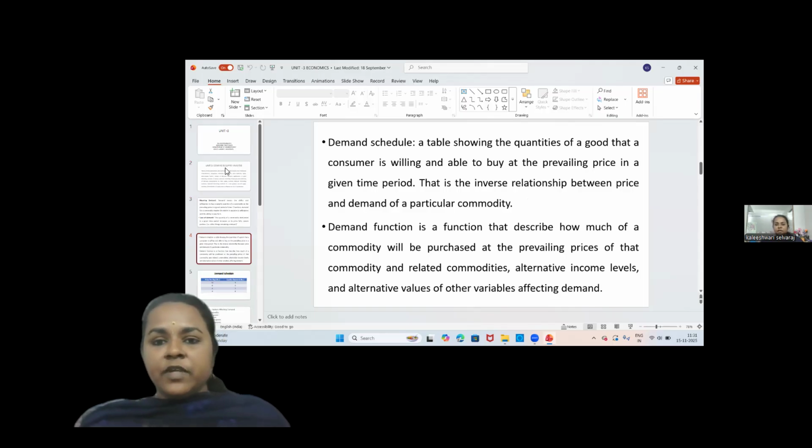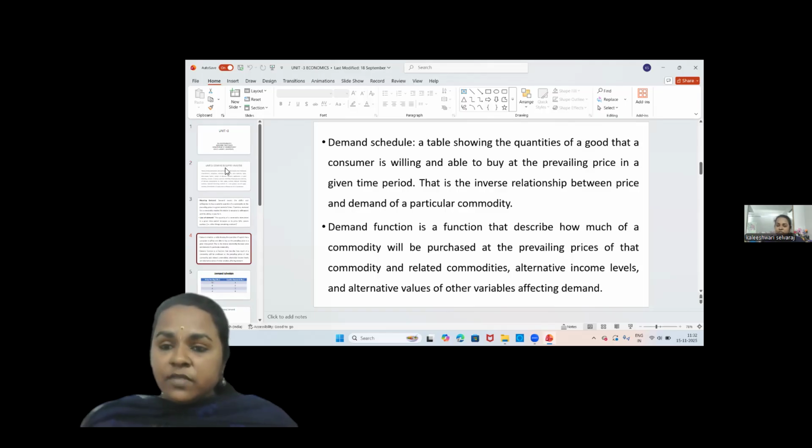The next thing we have to discuss is the demand schedule. A demand schedule is the tabular representation of the quantity demanded by the consumer. It shows the quantity of goods that a consumer is willing to buy at the prevailing price in the market at the given period of time. This also shows the inverse relationship between the price and demand of a particular commodity. It doesn't have a direct or positive relationship, whereas it has an inverse relationship between the price and the quantity demanded.